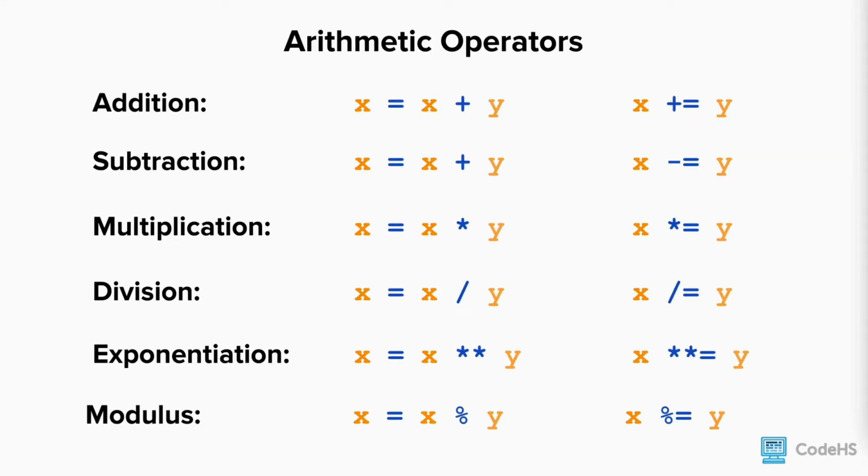But what if we wanted to add, subtract, multiply, or divide by a value other than 1? We would reassign the value to the arithmetic equation. For example, if we wanted to increase x by y, we would write x equals x plus y. These equations can also be written in shorthand. For example, if you wanted to increase the variable x by y, we could have written x plus equals y.